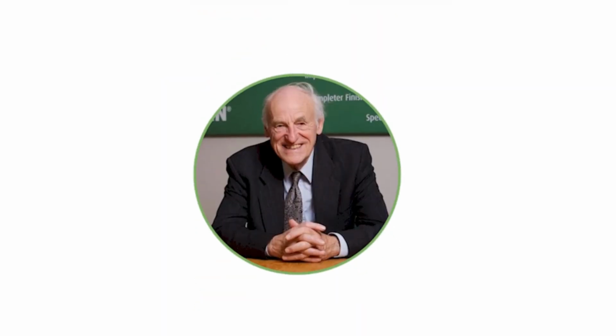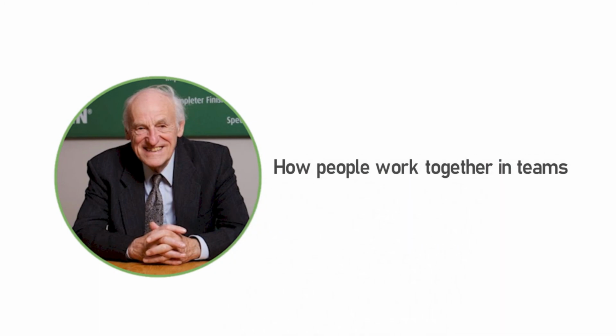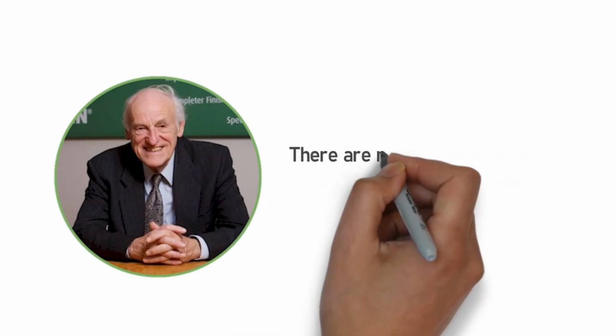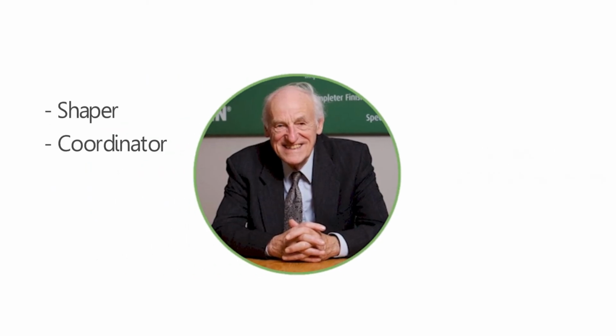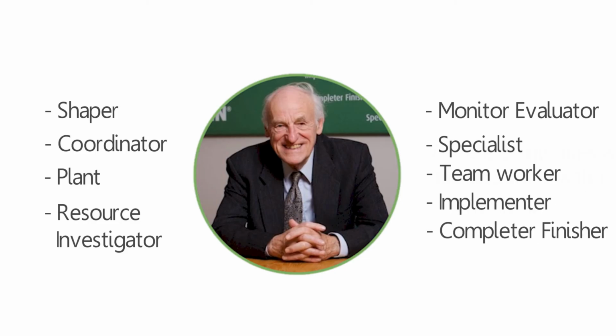Belbin's team roles. Meredith Belbin undertook considerable research into how people work together in teams. The premise which underpins his findings is that effective teams must have certain key roles fulfilled. Belbin's theory states that there are 9 roles which need to be occupied within any team. These are shaper, coordinator, plant, resource investigator, monitor evaluator, specialist, team worker, implementer, and completer finisher.